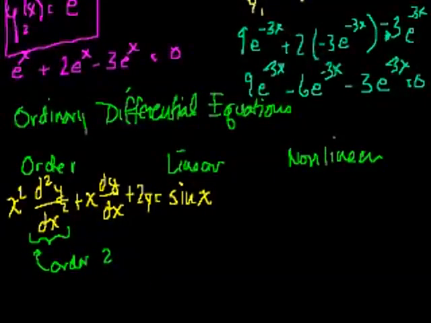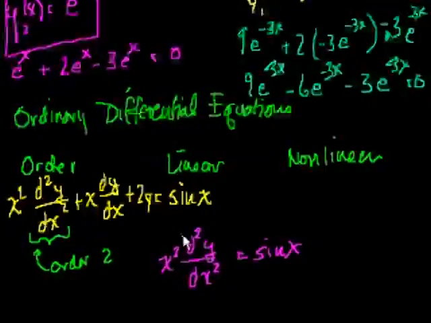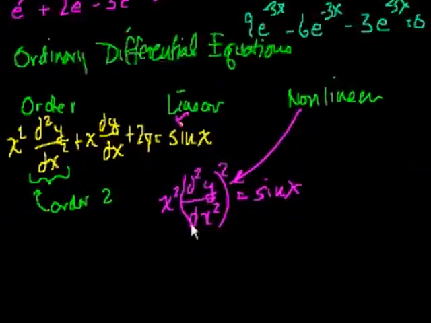Now, if I rewrote it as x squared times the second derivative of y with respect to x, squared, is equal to sine of x. Let's say I were to square this. Now all of a sudden I have a nonlinear differential equation. This is nonlinear. This is linear. Because I multiplied the second derivative of y with respect to x times itself.